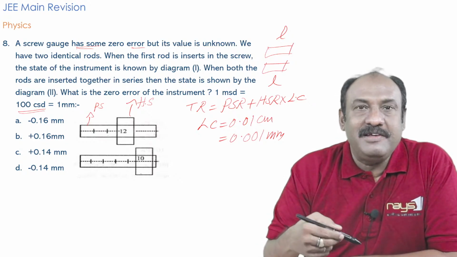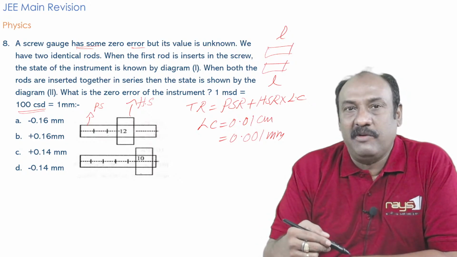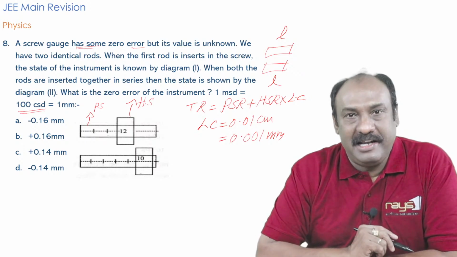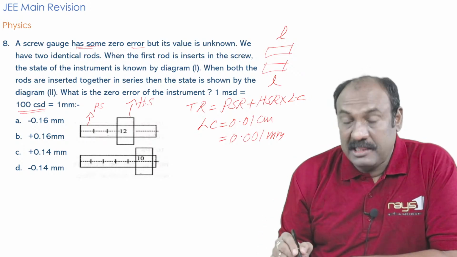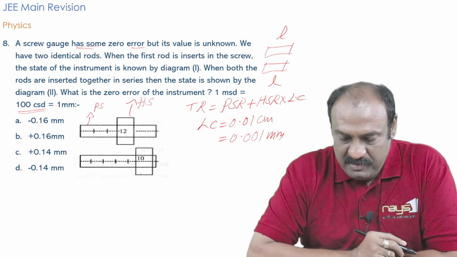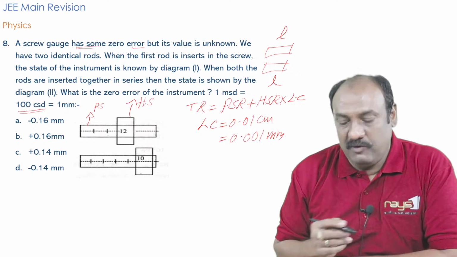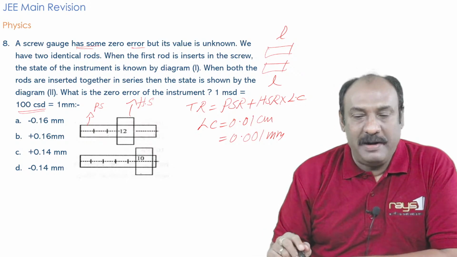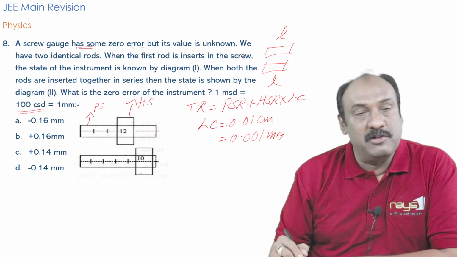So what is the sensitivity of this screw gauge according to the given data? We can measure length accurately up to 1/1000 part of a millimeter. That is the sensitivity of this screw gauge, and on that basis this problem is designed. So least count is taken as 0.01 centimeter, or 0.001 millimeter.